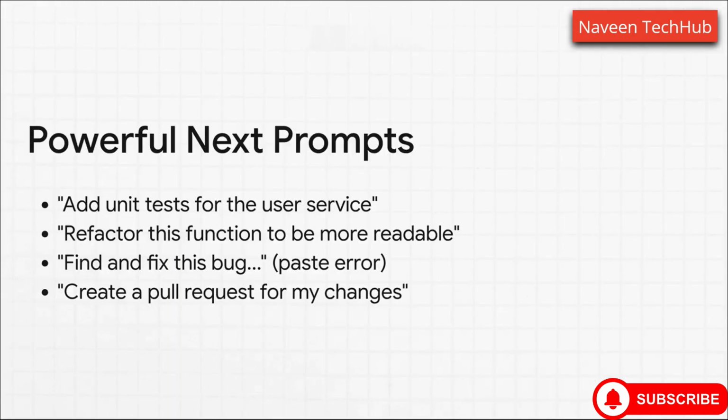Here are a few really powerful prompts to try next, to move beyond those simple questions. You can delegate whole tasks, like telling it to add unit tests for a specific service or refactor a messy function to make it easier to read. You can literally just paste in a raw error message and say, "Find and fix this." And then, when you're all done, you can just ask it to create the pull request. It can manage the entire workflow from beginning to end.